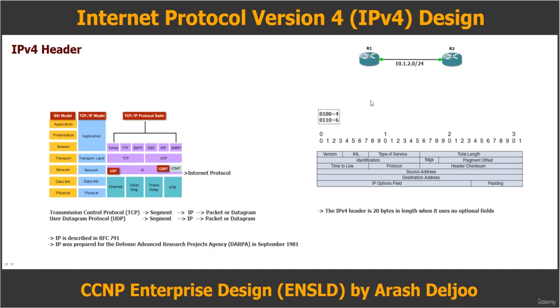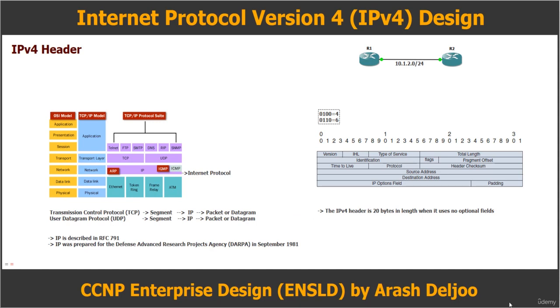What does it mean? With the version, we can understand whether this is an IPv4 header or an IPv6 header. I will explain the IPv6 header in future videos. Now we are talking about IPv4. Because of that, we always expect to see the value 0100 in these first 4 bits. With these 4 bits, the receiver can understand whether this is the header of IPv4 or IPv6.